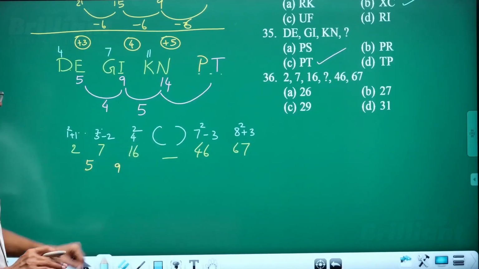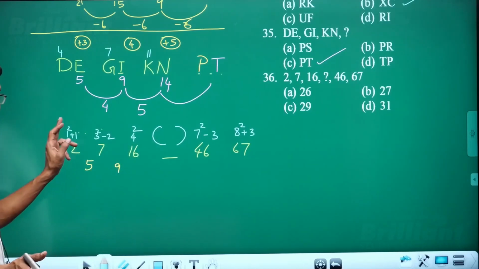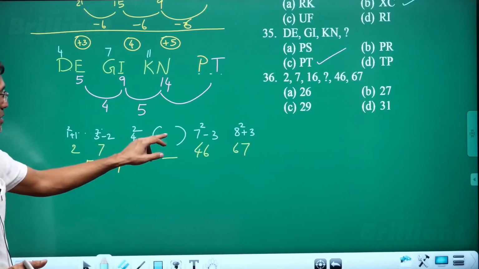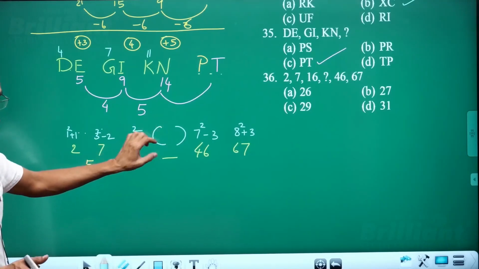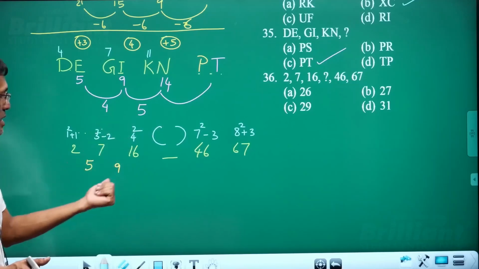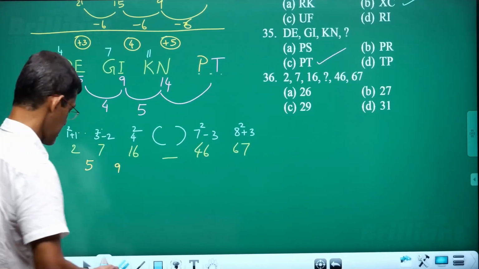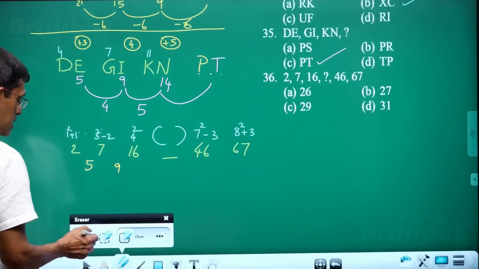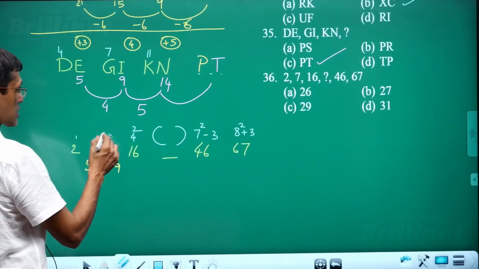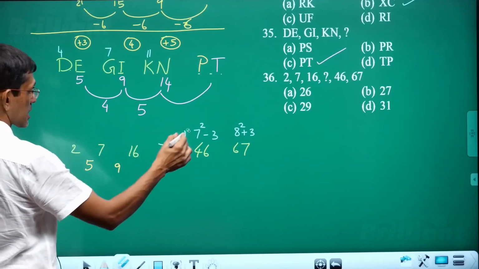And how about this one? So 1, 3, 4. How about this is 5 square plus something, or 6 square plus something, or 5 square minus something? No idea. So that doesn't help us. Then what else do we have? Think about it.